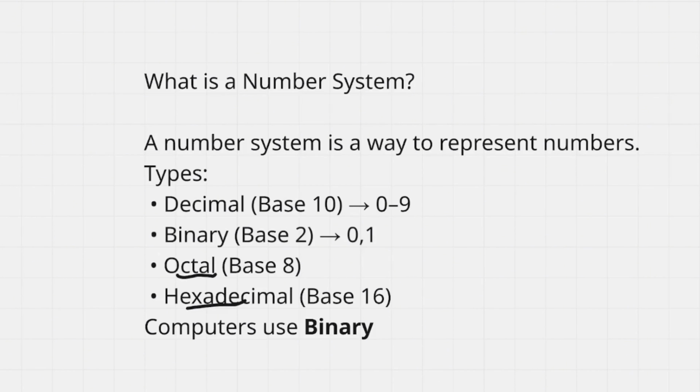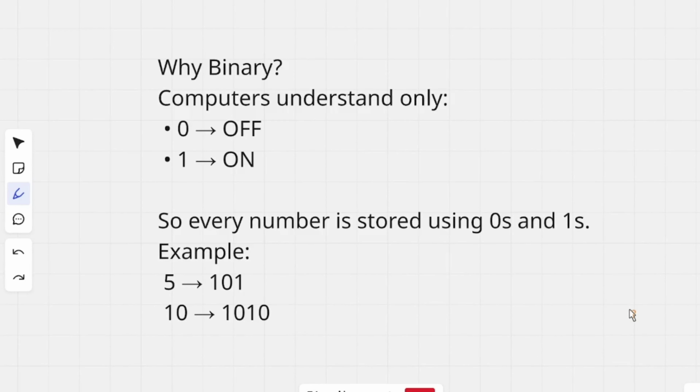So now we are going to convert from binary to decimal. Since it is binary to decimal, we will also see how to convert from decimal to binary. So let's see what is binary. Binary has only zeros and ones. The computer only understands zeros and ones. In binary, we have only 0 and 1, and every number is stored as zeros and ones.